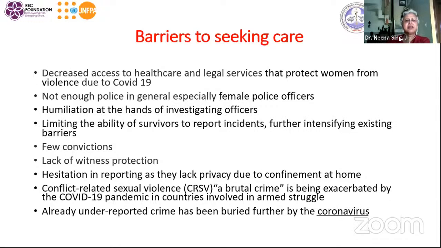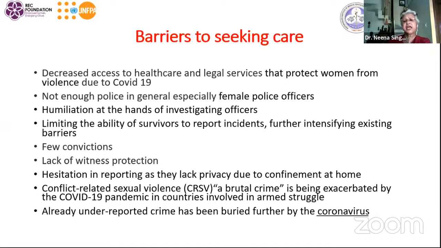Conflict-related sexual violence, that is in countries which are undergoing war. This is a brutal crime and is being exacerbated during this pandemic in countries involved in armed struggle. Already underreported crime has been buried further by the coronavirus.